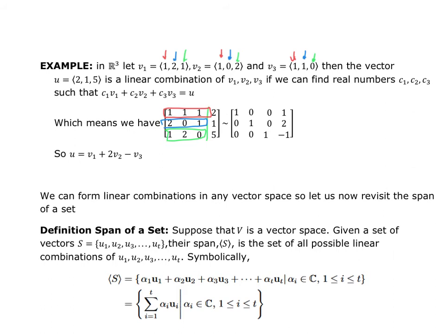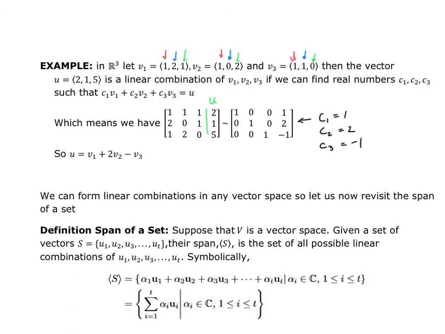So in other words, what I have is the first column is the first vector, the second column is the second vector, the third column is the third vector, and of course we augment on our U. Doing the RREF, we end up with this solution here, which tells me my c sub 1 is equal to 1, my c sub 2 is equal to 2, and my c sub 3 is equal to negative 1, which gives us U is a linear combination. Cool. So we can form linear combinations of any vector space.